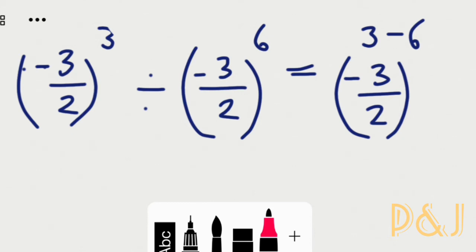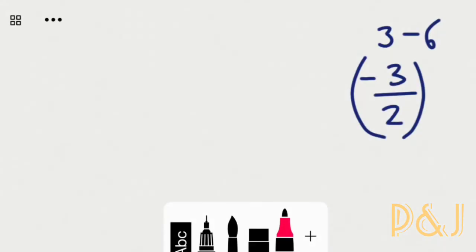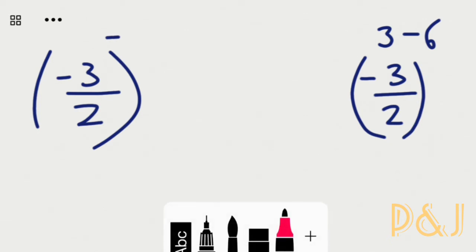Now to make it very easy, firstly we'll subtract the exponents as we do in the case of m when m is greater than n. So we'll do 3 minus 6. When we execute this, we'll get minus 3 upon 2 raised to the power minus 3, because 6 is greater, so the bigger number's sign will be there. So 6 is having minus, so minus 3.